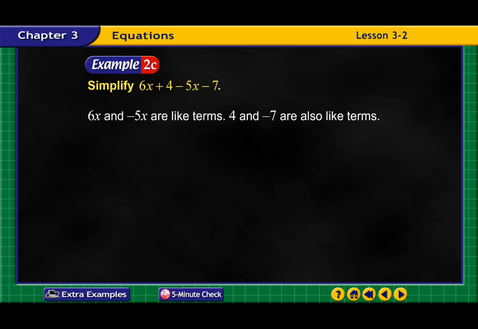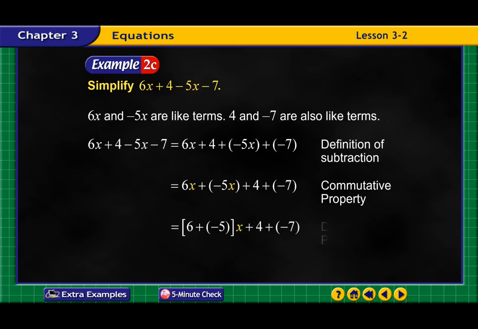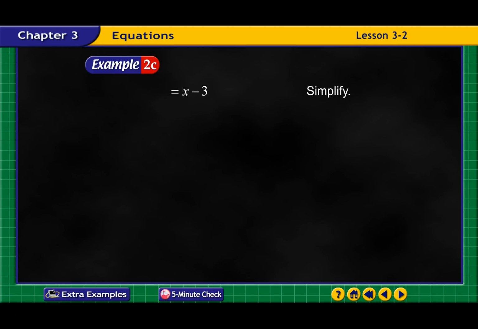So I've got 2 sets of like terms this time. So I have the x's are like terms, and then I have 2 constants, which are also a like term. So first they're going to flip them. So additive inverse. Then they're going to redistribute them around so that it's easier to use. So then we're going to add the 6 and the negative 5. Then we're going to add the 4 and the negative 7 together.